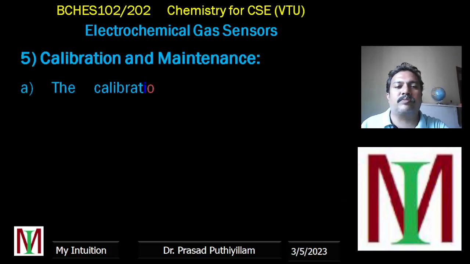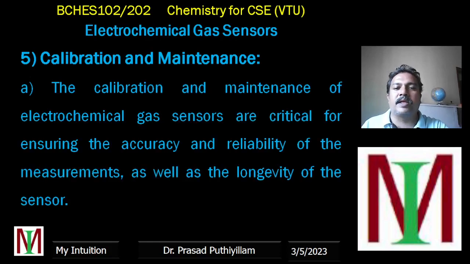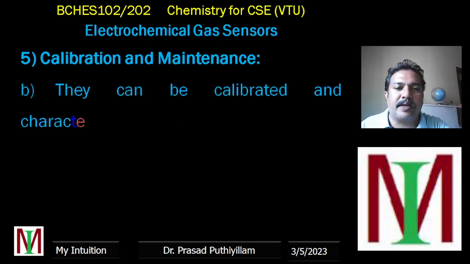Calibration and maintenance: how to do that? The calibration and maintenance of electrochemical gas sensors are critical for ensuring the accuracy and reliability of the measurement, as well as the longevity of the sensor. Complicated words are not there. Longevity means long-term usage. Accuracy is perfectness. Reliability means how much we can rely on it. These depend upon the calibration and maintenance.